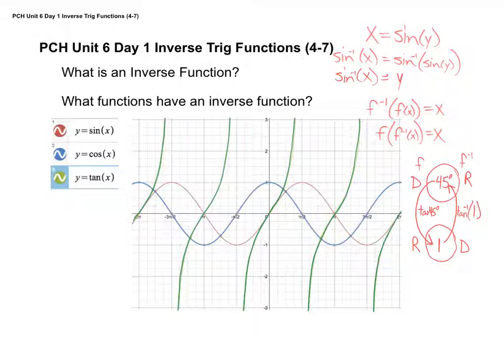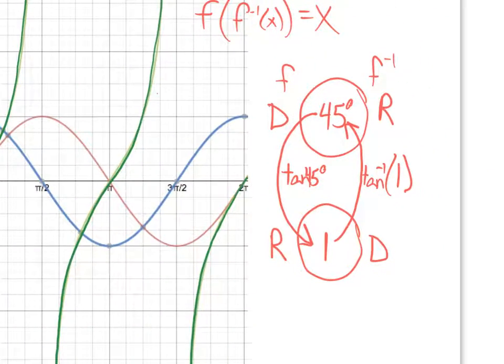Okay? Alright? So again, tangent takes 45 from its domain and maps it to 1 in its range. The inverse function, inverse tangent, takes the 1 from its domain and maps it to the 45 degrees in its range. Okay? So the domain and range simply switch.